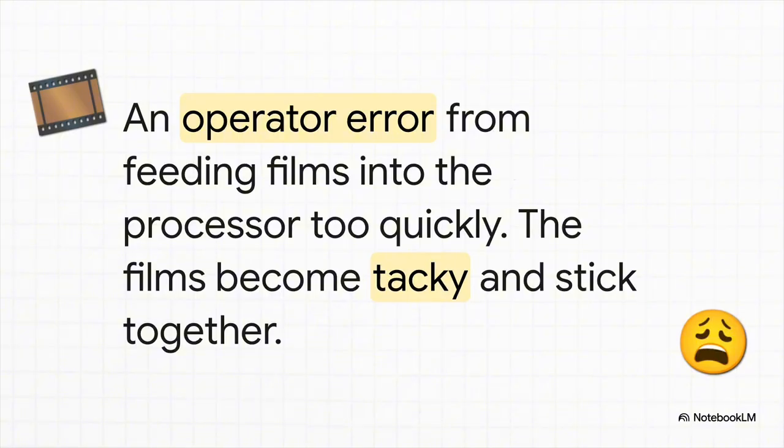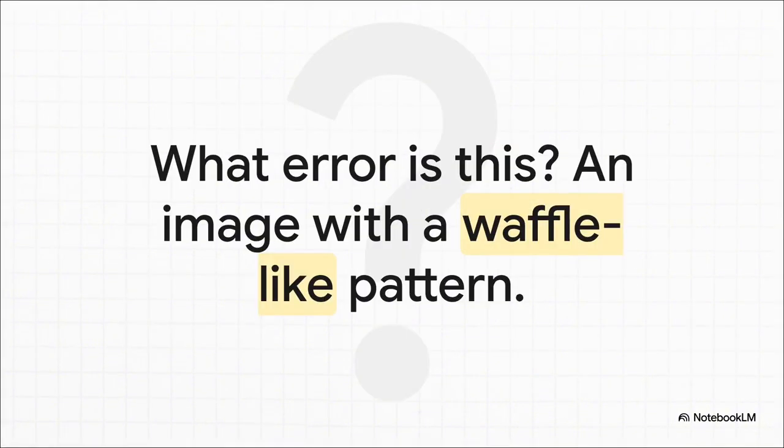Someone fed the second film into the machine way too fast, right on the tail of the first one. When they stick together like that, the chemicals can't get to the film surfaces properly, and you're left with this underdeveloped, sticky mess.